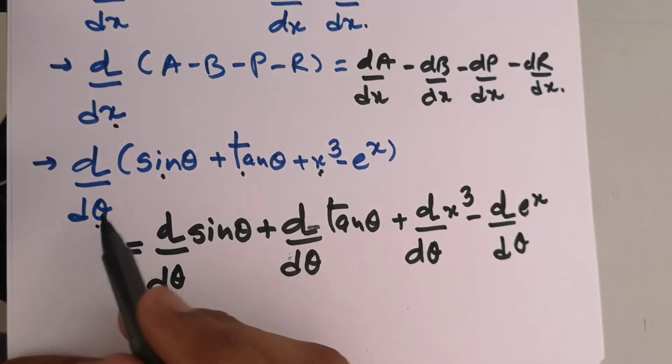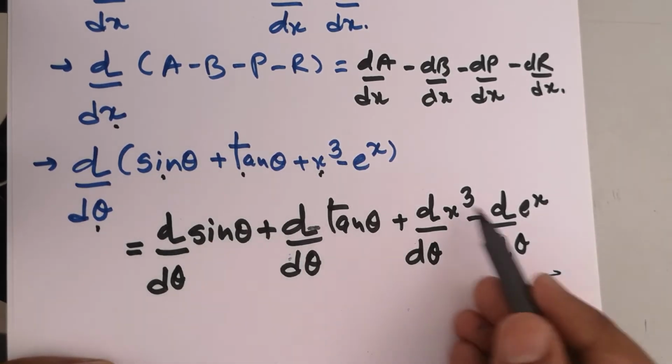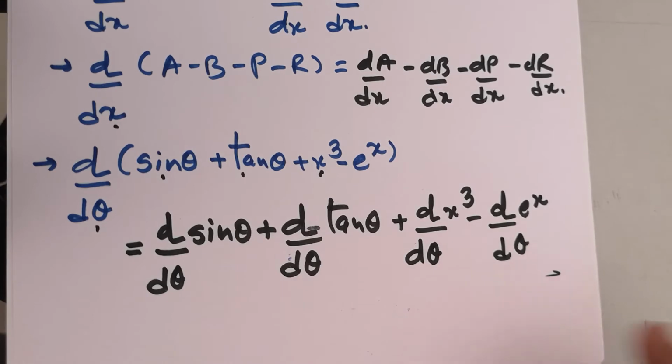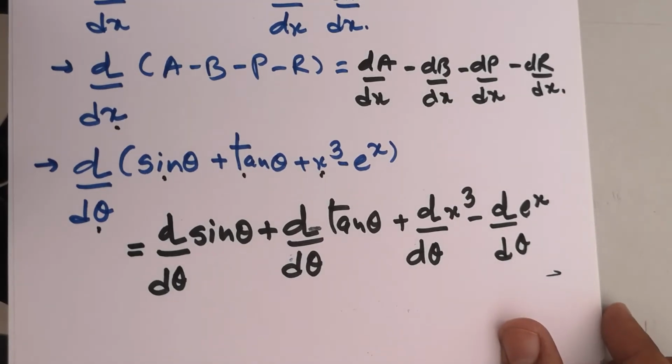So you can see that the differentiation with respect to x is kept as it is, plus will be plus and negative sign will be kept as a negative sign. So these are the primitive properties of addition and subtraction. Now we will move to another important property, that is called a multiplicative property.